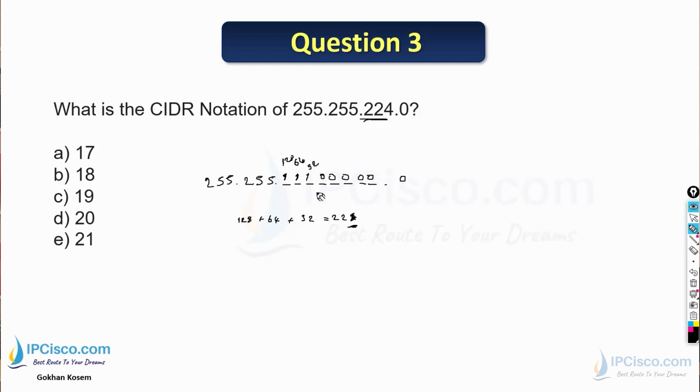For CIDR notation, we need to find these ones. There are 8 ones here, 8 ones here, 3 ones here. Let's add them, and the correct answer is 19. So the answer is /19.